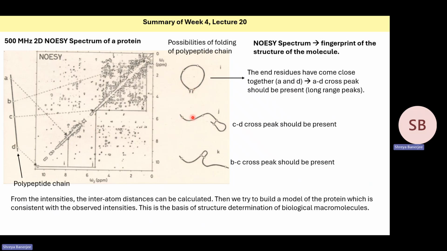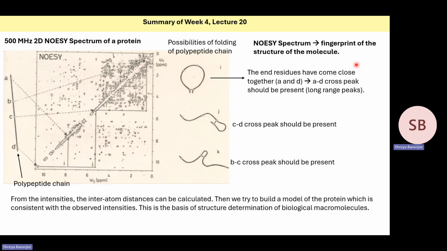Now suppose the polypeptide is folding like this. So A, B are far, but C and D are close to each other. So you will see a CD cross peak in the NOESY spectrum. Or if it is folding like this, so the middle residues are coming close to each other, so BC will show a NOESY cross peak. So depending on what NOESY cross peak is seen, you will be able to predict how the polypeptide is forming. That is what is the 2D or 3D structure of the protein.